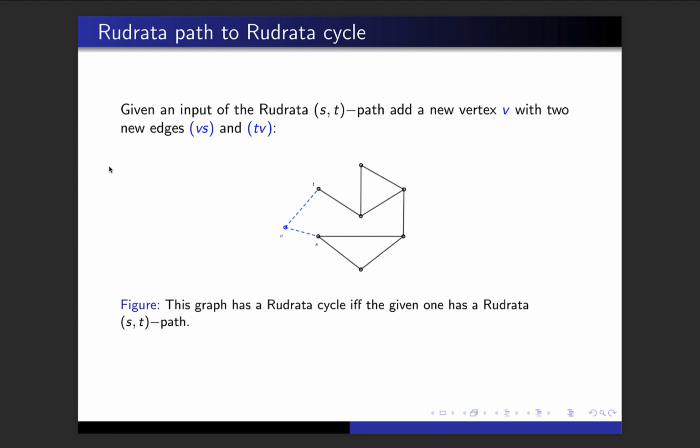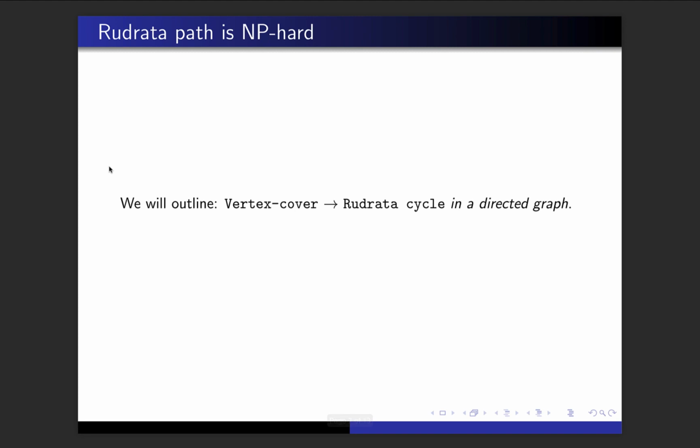We're going to show today a reduction for the Rudrata cycle problem from the vertex cover that you studied with Professor Bigoda's video. Now we're going to do this reduction to finding a Rudrata cycle on a directed graph. There is not much of a difference for this class. You can assume that both the undirected case and the directed case are NP-hard if you want to use it in future assignments, but I will only present this reduction for two reasons.